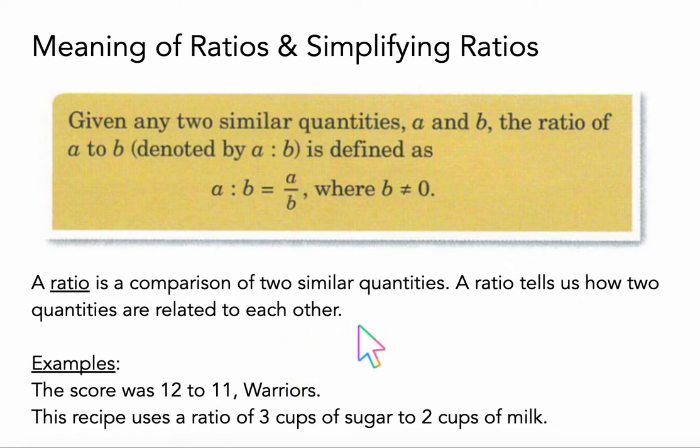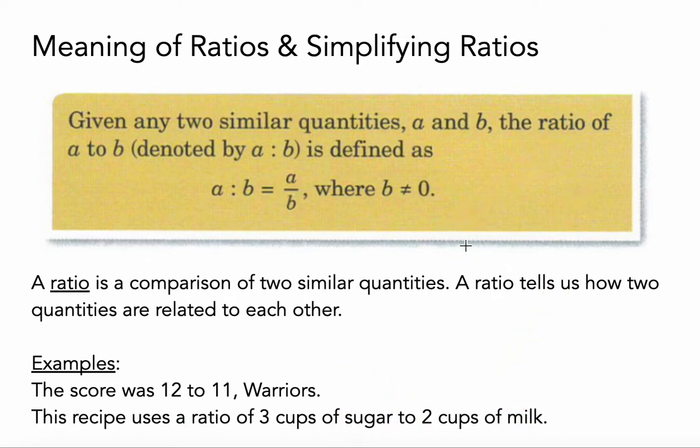We also hear it when we're talking about recipes, because recipes are very particular. You need to add in the correct amounts, and in order to create a bigger recipe or a smaller recipe, you use ratios and proportions. So in this example, in this recipe, you're using a ratio of 3 cups of sugar to 2 cups of milk. So it lets you know how those two quantities are related to each other, whether we're talking about scores and how they're related to each other, or ingredients in a recipe.